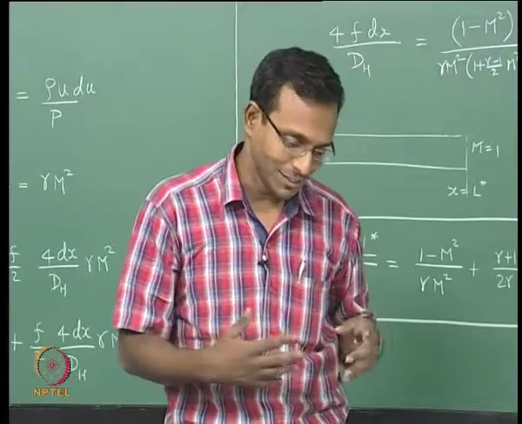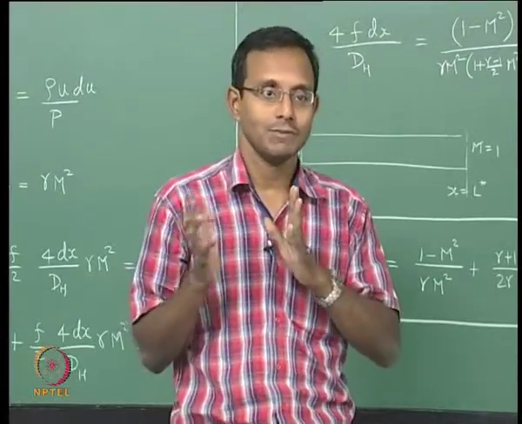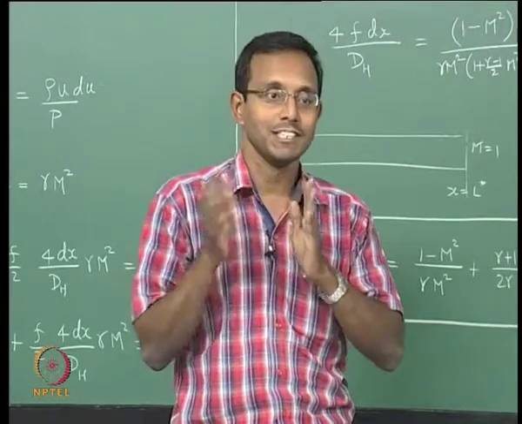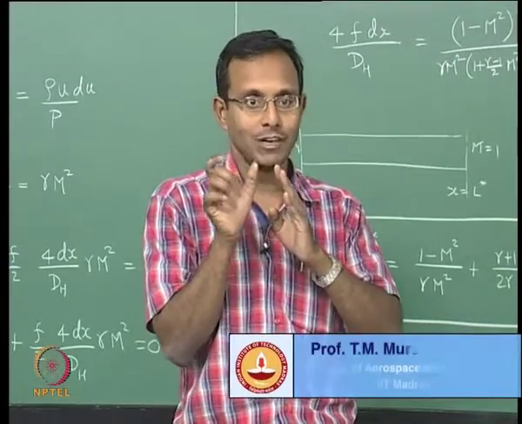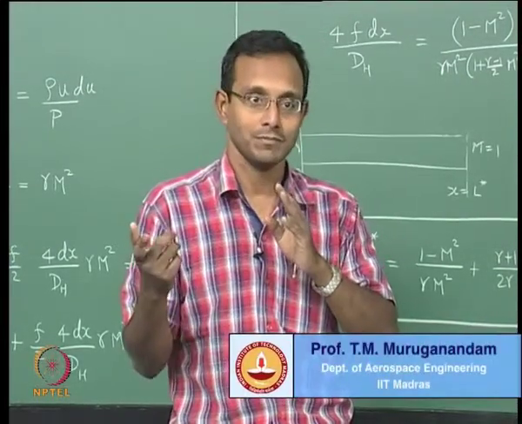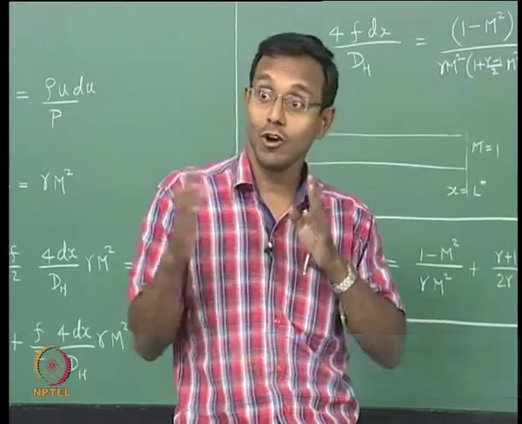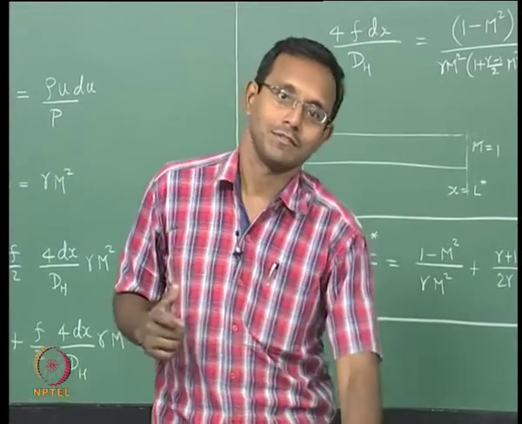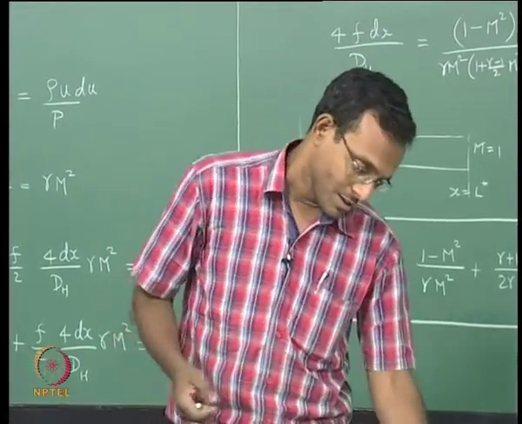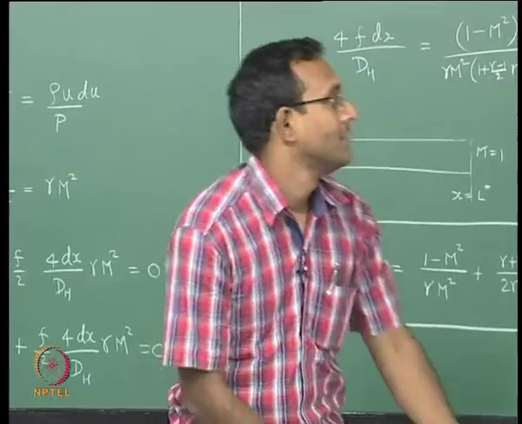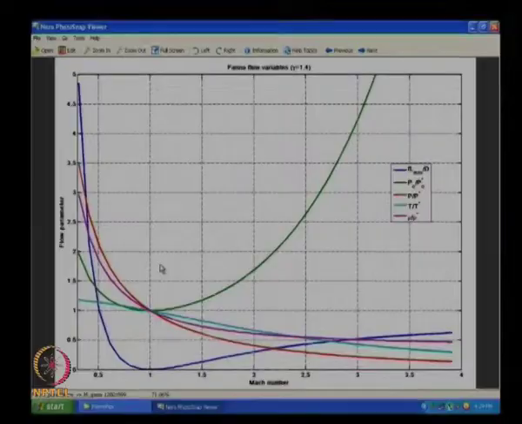So that is the effect we are seeing here. If it is supersonic flow, I am seeing that it is very sensitive. Even for small distances, there is huge change in Mach number. While if it is subsonic flow, even for long distances, there is very little change in Mach number. Okay. Now we will go back to the plot, and the next important parameter I want to look at is P naught by P naught star.